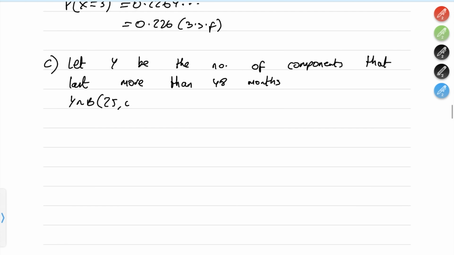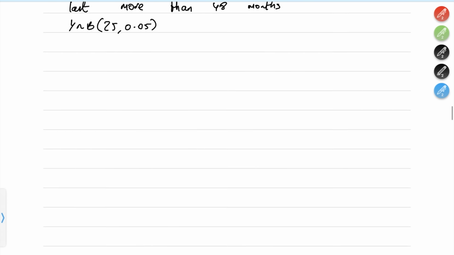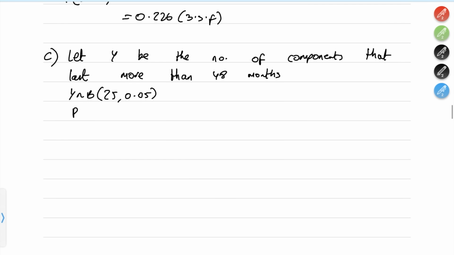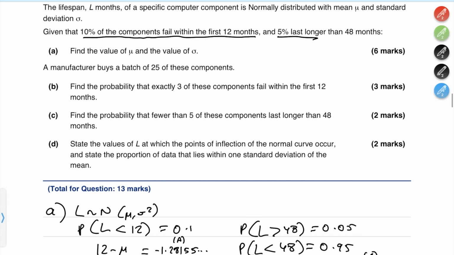So 25, 0.05. And the probability that fewer than 5 last. So the probability that y is less than 5 is the same as the probability that y is less than or equal to 4. So we're going to use binomial CD now. So 4 and a new probability of 0.05. And that gives us 0.99283, which is 0.993 to 3 significant figures, because I don't think it gives any accuracy there either.